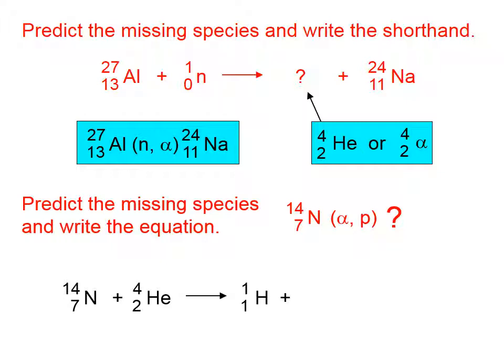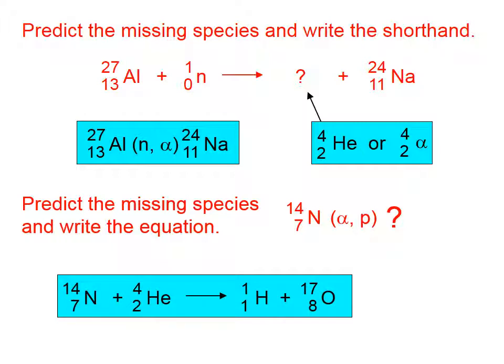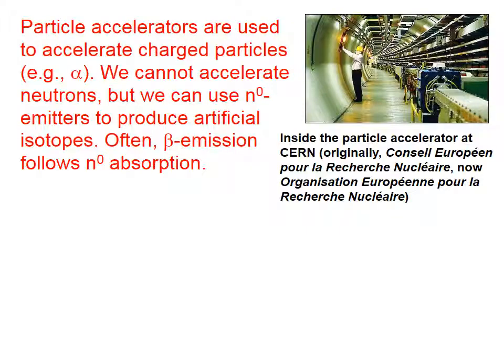The total mass on the left is 18, which means the mass of this species has to be 17. The total charge on the left is 9, which means the charge of this species has to be 8. With a little reference to the periodic table, we see that element 8 is oxygen, so the missing species was oxygen 17.